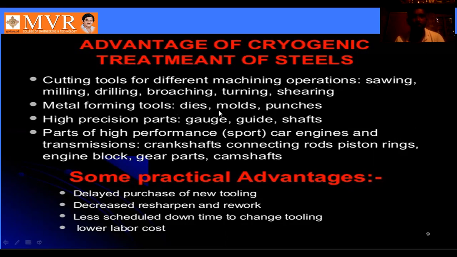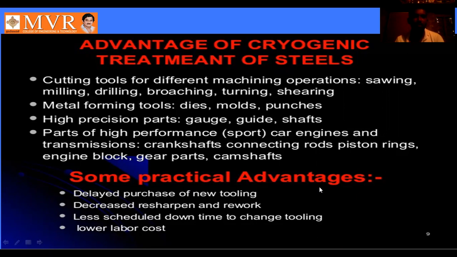So metal forming tools, dies, molds, and punches. These are some of the advantages. High precision parts, gauges, guides, shaft work. For manufacturing these tools, we can also use the cryogenic heat treatment procedure. Parts of high performance sports cars, engines, and transmissions, crankshafts, connecting rods, piston rings, engine blocks, and gear parts. So these are the applications. These are the advantages of cryogenic heat treatment of steels. For making these parts you can use this type of heat treatment procedure.